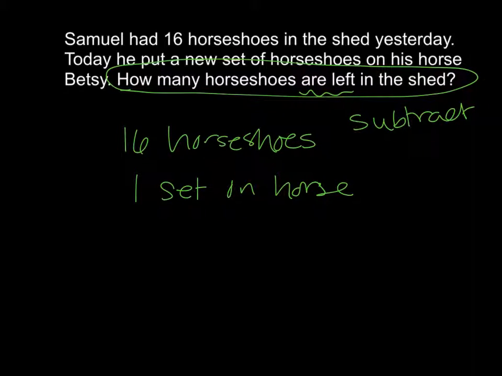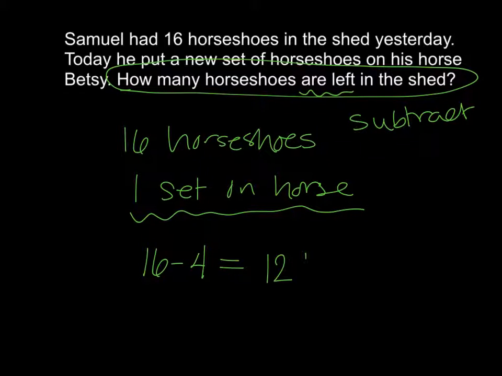So if we have 16 horseshoes and we are going to subtract because they're asking how many are left, are we subtracting 1? If we were not careful, we would actually subtract 1. But notice it's not one horseshoe, it says one set of horseshoes. So we have to ask ourselves, what is one set of horseshoes? A horse has 4 legs, which means 4 hooves, which means 4 horseshoes. So we actually have to take 16 minus 4, and we get 12 horseshoes left.